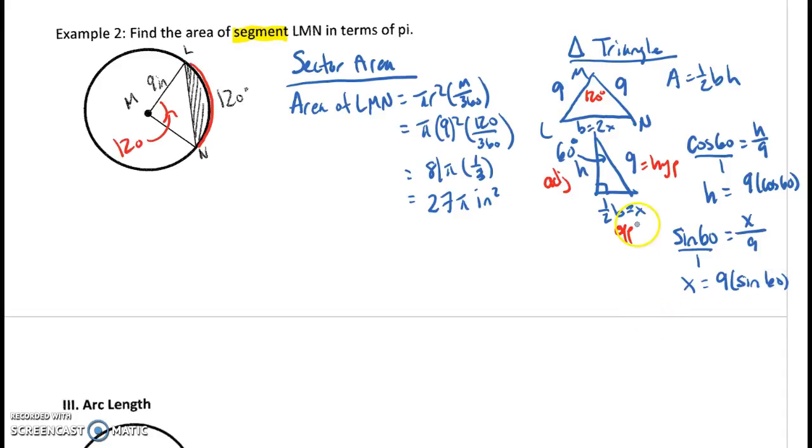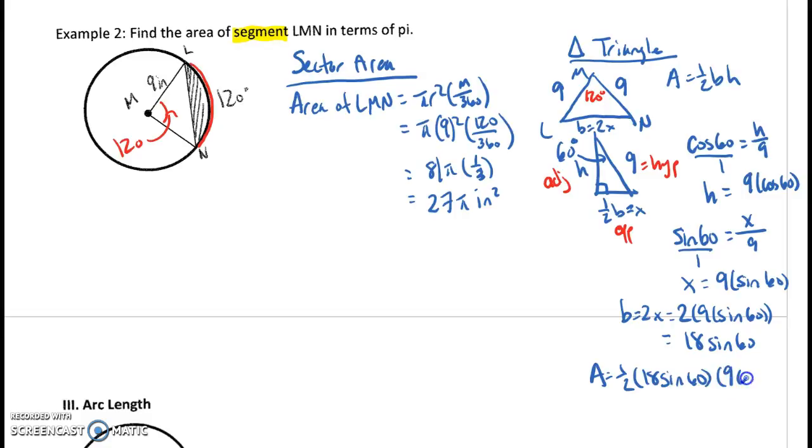And since my base length is 2x, that's going to be 2 times 9 sine 60. So this is going to be 18 sine 60. Now I can find my triangle area. So area is going to be 1/2 of 18 sine 60 times height, which is 9 cosine 60. And then I'm just going to throw all that in my calculator and round it.